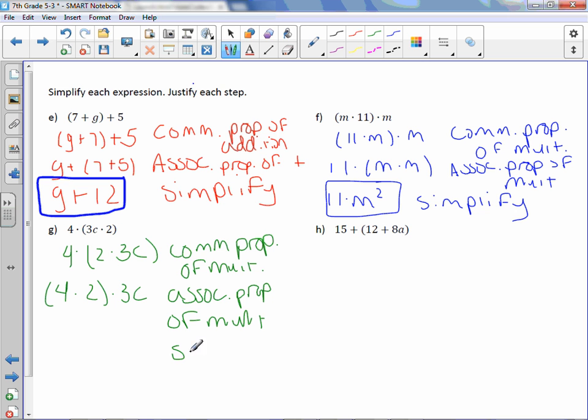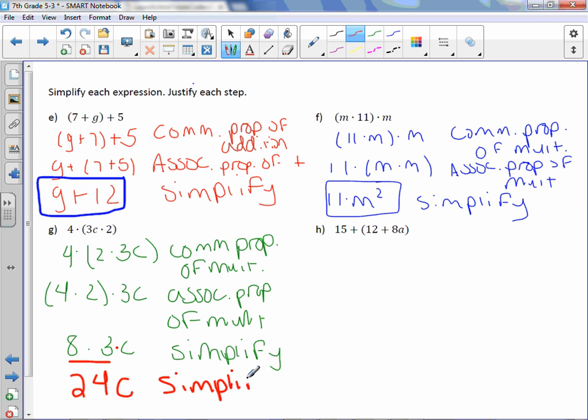I'll then simplify. 4 times 2 is 8, so I really have 8 times 3c. Remember, when a number and a variable are next to each other, it really means multiplication. So here again, it's 8 times 3 times c. I can multiply those together to get 24c. So again, this is just a simplify step.